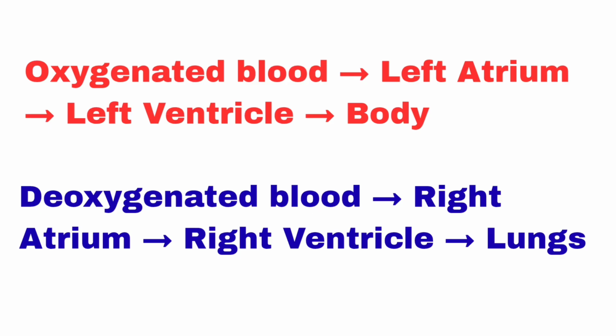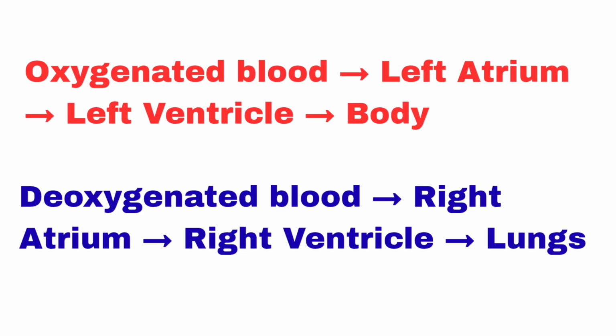When the right atrium contracts, the blood enters the right ventricle. The right ventricle then pumps this blood to the lungs where it receives fresh oxygen again. And this way, the left side always handles oxygen-rich blood and the right side always handles oxygen-poor blood. And because of this proper system, oxygenated and deoxygenated blood never get mixed.